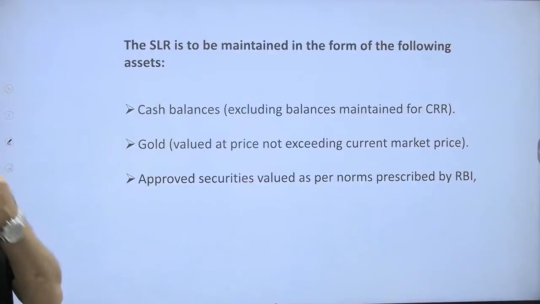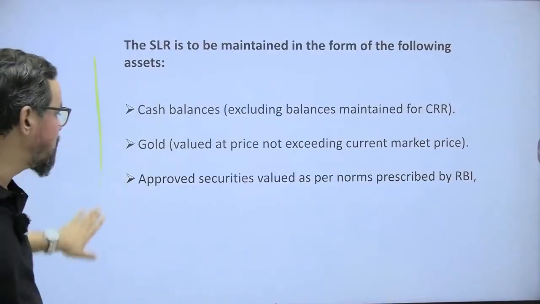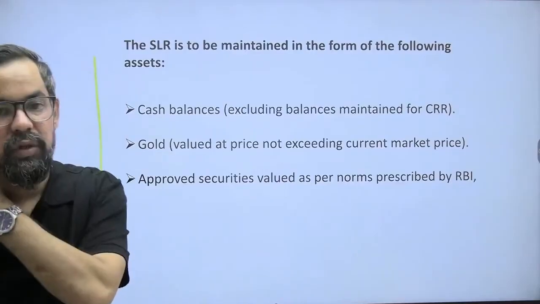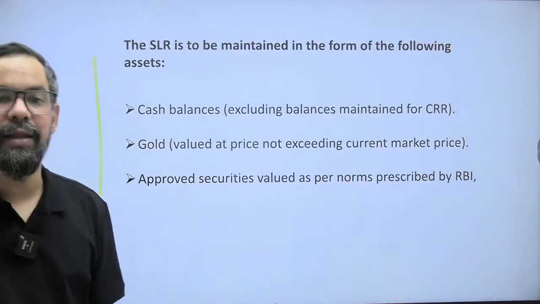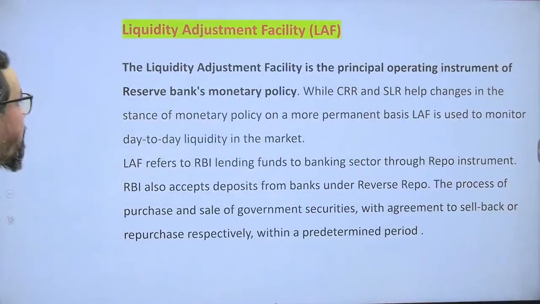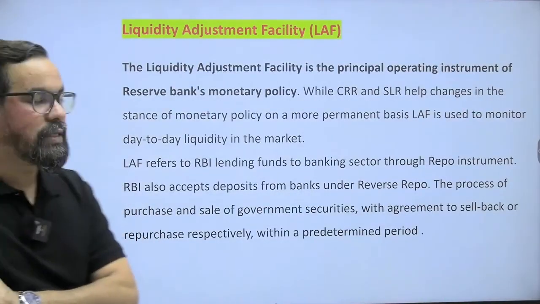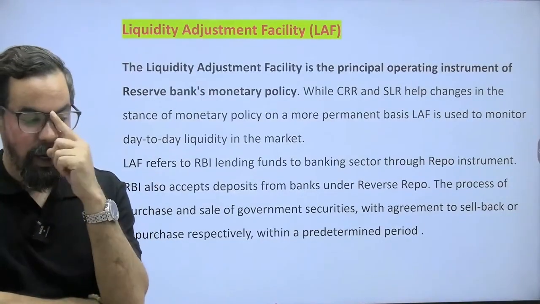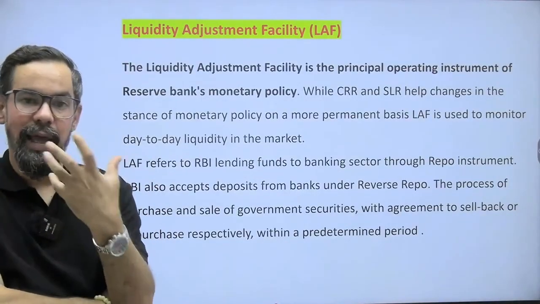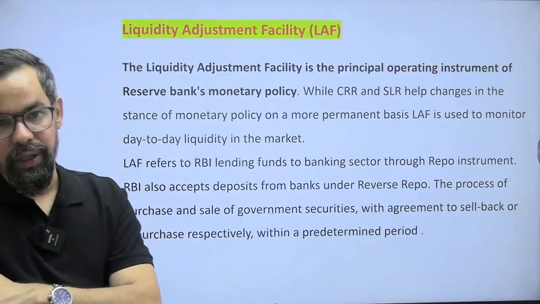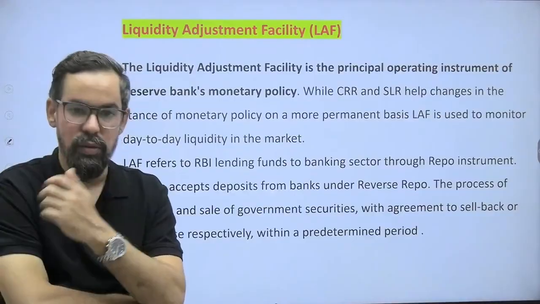When it comes to the SLR, these are the three securities: cash balances, gold and approved securities. They generally come under it, and banks need to maintain these with themselves. Okay? LAF, the liquidity adjustment facility, majorly through the credit policy or monetary policy, RBI uses these LAF tools to manage the overall liquidity in the Indian banking system or financial system.